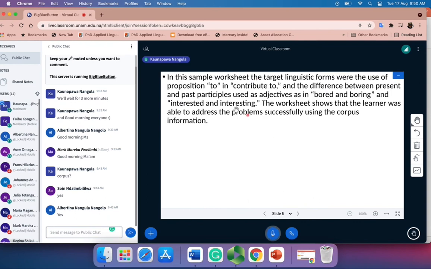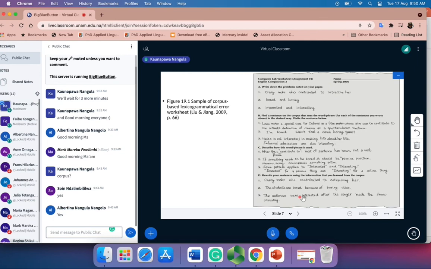And I have already told you that the lexical problems that the learner had were contribute to, and then bored and boring, interested and interesting, and then you saw that information in this worksheet. So that is now the lexical grammar approach and how you can use it in the classroom. Do you have questions? Any questions?